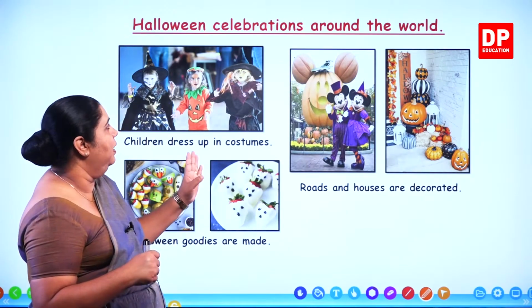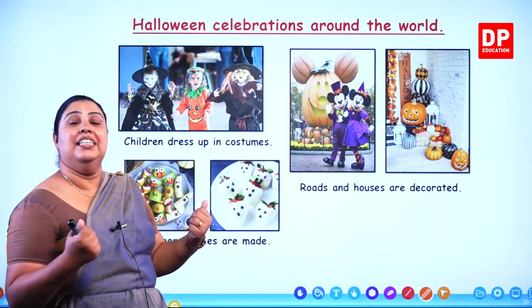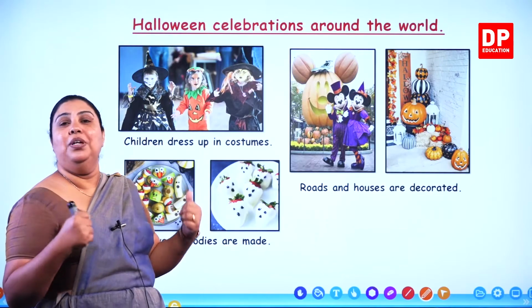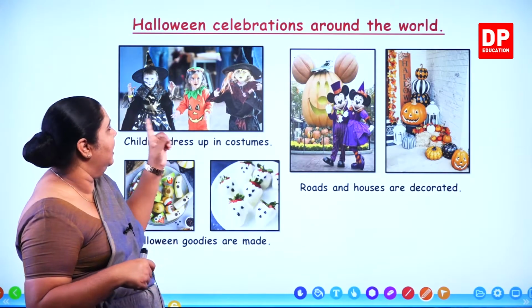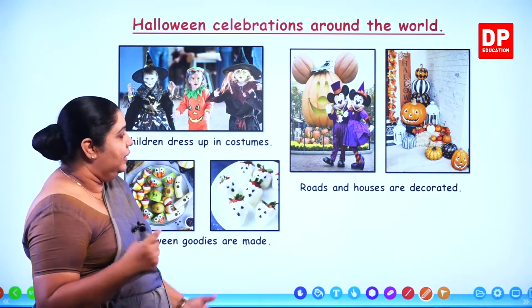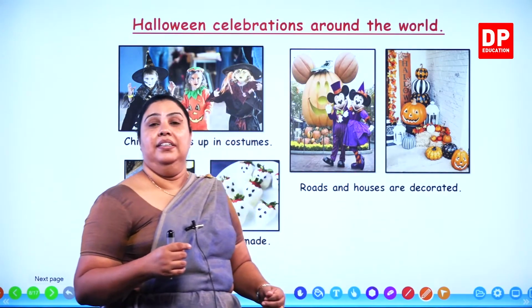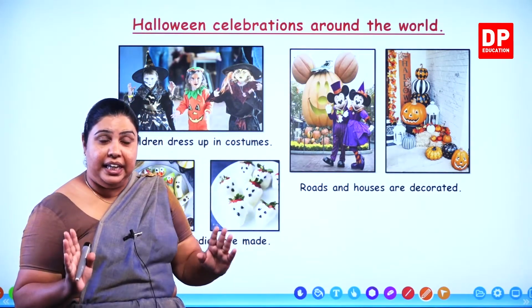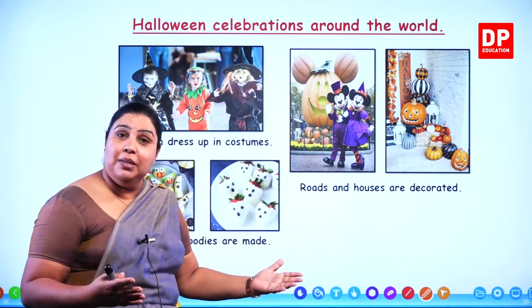So they dress up in different costumes like this. But because these are little children, they look very beautiful in any costume that they wear. So you can see these little children, they have their costumes and they are enjoying the Halloween. Then roads and houses are decorated according to the Halloween theme. The roads and the houses, the doorsteps are decorated.